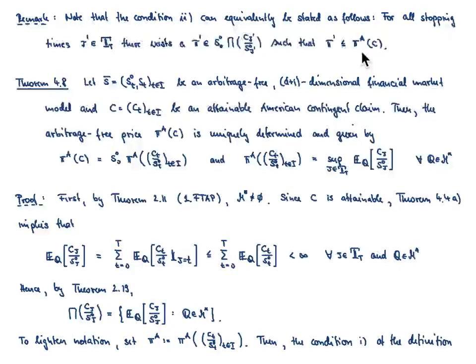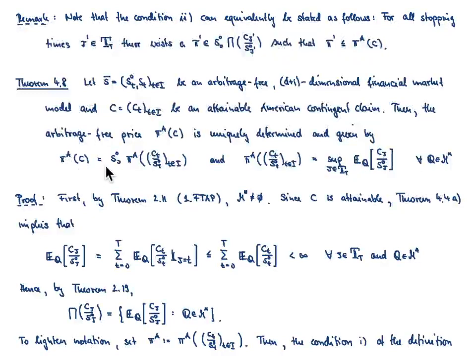And here's the first and, so to say, most important theorem of that section. So I give myself a financial market model consisting of the price process of our numeraire and the d-dimensional price processes of our risky securities, denoted as usual by S bar. I would like to assume that this financial market model is free of arbitrage. And moreover, I give myself an attainable American contingent claim, meaning we will find for that American contingent claim a hedging strategy. Then it holds true that, first of all, this arbitrage-free price π^A(C) is uniquely determined, and it is given by the following formula.